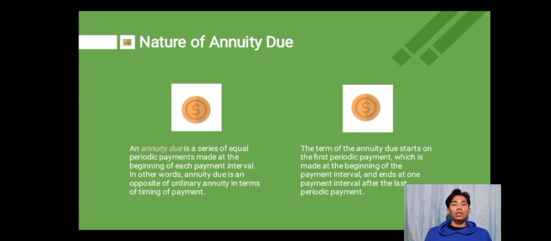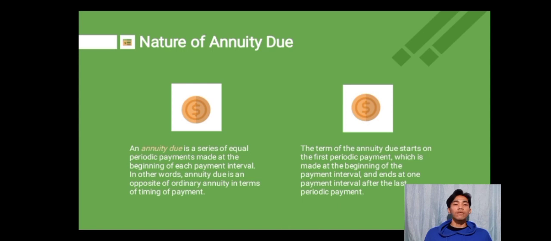Today I'm going to discuss the nature of annuity due. An annuity due is a series of equal periodic payments made at the beginning of each payment interval. In other words, annuity due is an opposite of ordinary annuity in terms of timing of payment. So sa annuity due, nagsisimula ang payment at the beginning of the periodic payment interval. Ang ordinary annuity naman, nagsisimula ang payment at the end of the periodic payment interval. So, basically, they are opposite in terms of timing of payment.